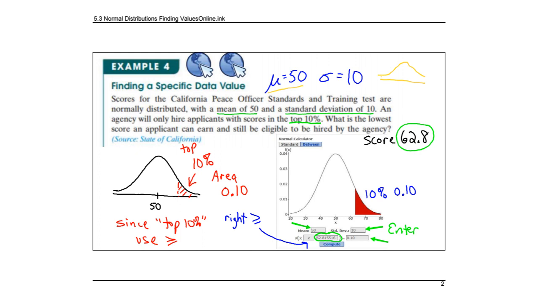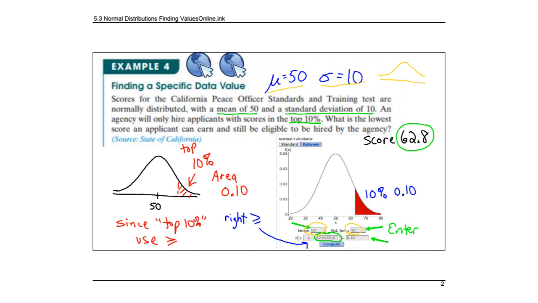The scores for a California Peace Officer Standards and Training Test are normally distributed. So that means we can use the normal calculator with a mean of 50 and a standard deviation of 10. So that's great. We need that because we're going to put the 50 in here into the normal calculator and the standard deviation of 10 into here.